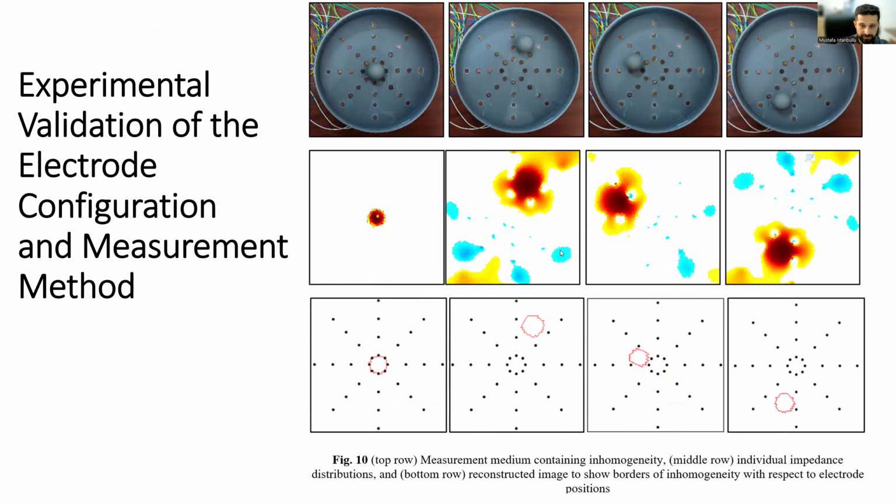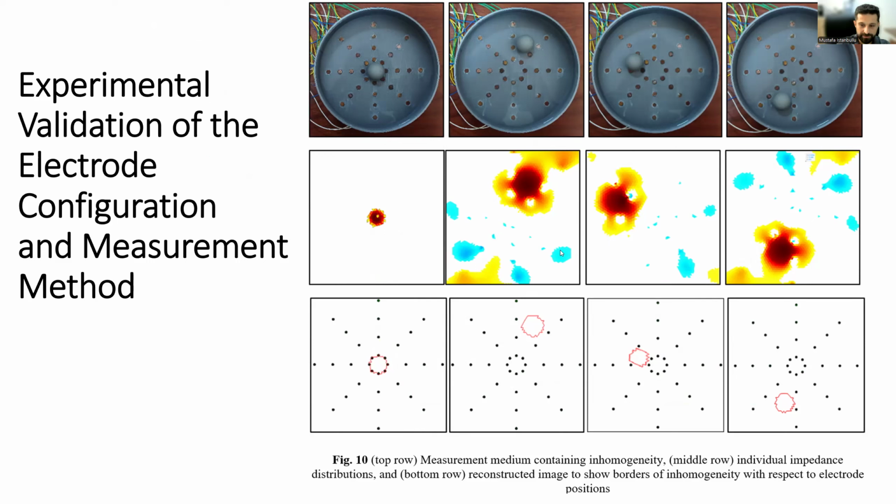Now, in real-world tests, we repeated the whole process using the phantom tank. You can see from here. In figure 10, the top row figures show the positions of the rubber marble within the saline film tank, while the middle figures show their impedance distributions. These figures demonstrate the ability of the system to find the locations of inhomogeneity with impedance values higher or lower than those of the surrounding saline solution, while also providing information about their locations.